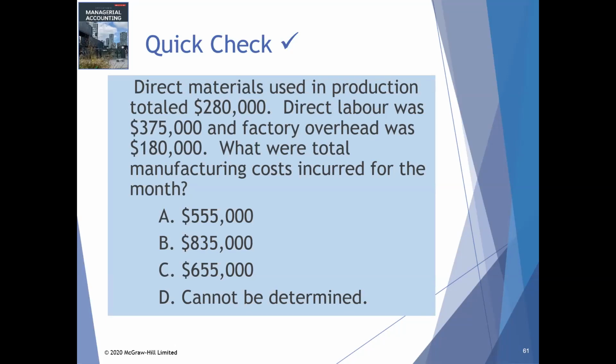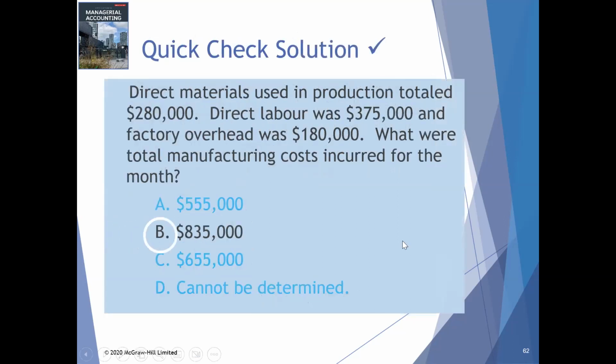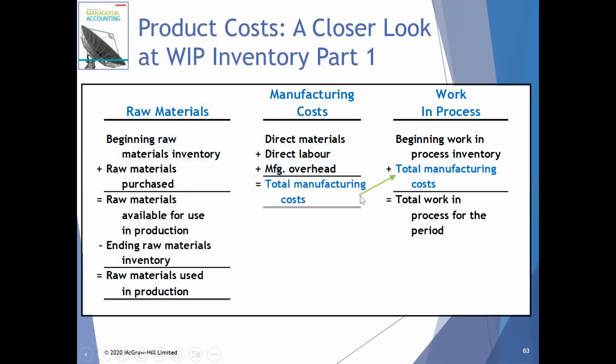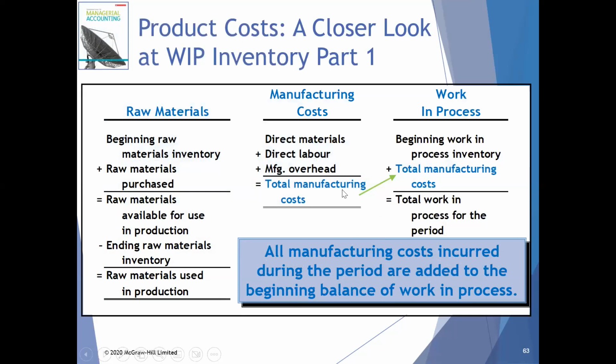Calculate the total manufacturing cost, meaning direct material we have, then direct labor that will be added, then factory overheads will be added, then total cost will be 835. How did we calculate it? It is in front of you. Direct material, direct labor and overheads, meaning manufacturing and conversion cost, are added, and that will be the manufacturing cost incurred for the month. Now you can see this is the total manufacturing cost.